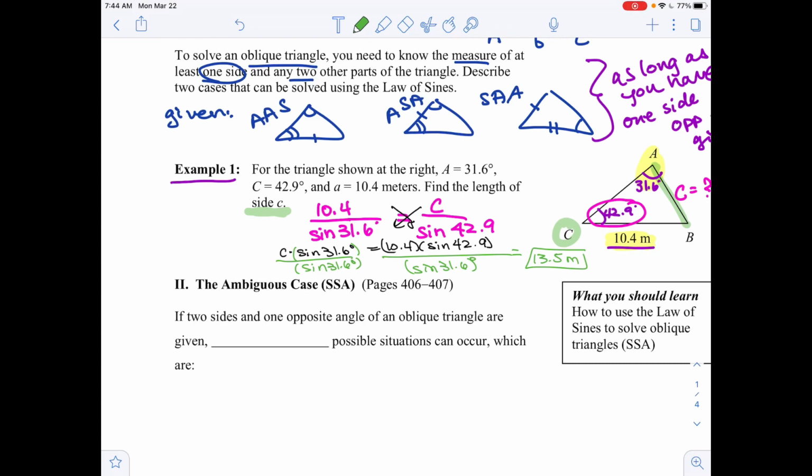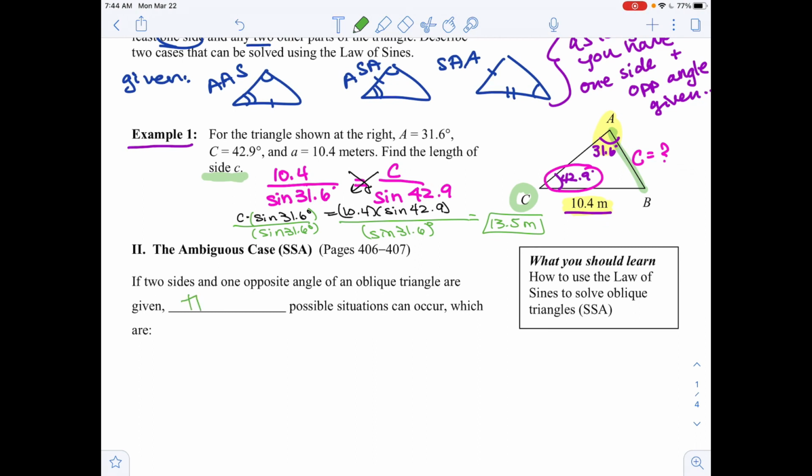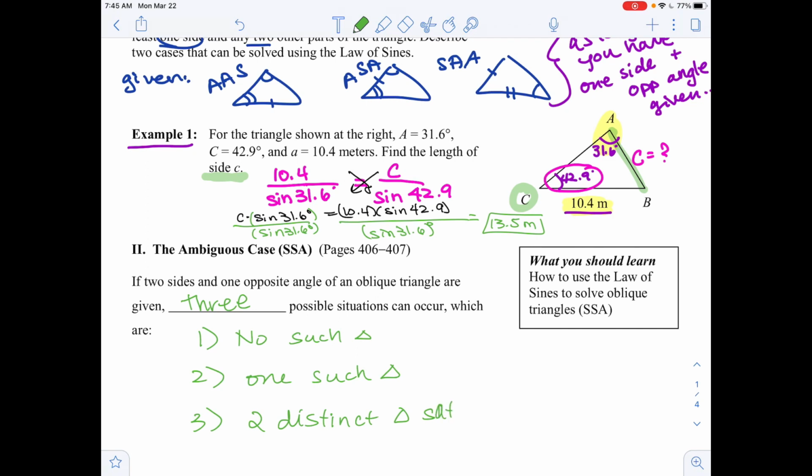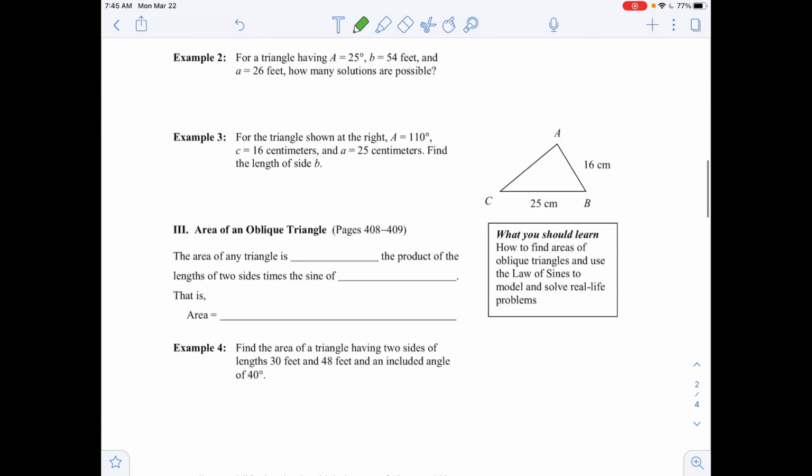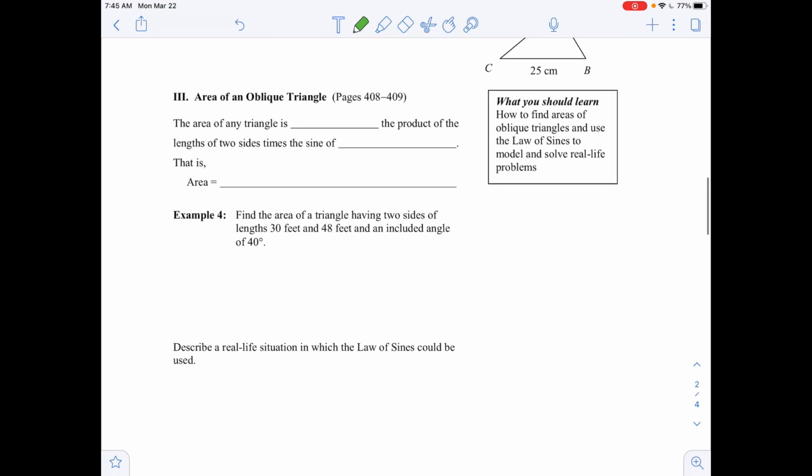Okay, so let's talk about the ambiguous case now. If two sides and one opposite angle of an oblique triangle are given, there are three possible situations that occur, which are: 1, no such triangle can occur; 2, one such triangle can occur; or 3, two distinct, meaning different, triangles can satisfy the conditions. Okay, so let's talk about what that means. So let's look at this.